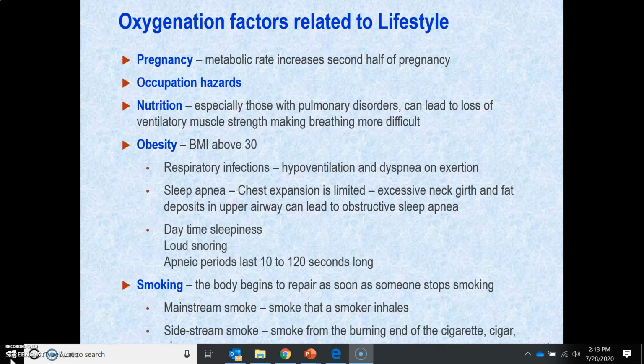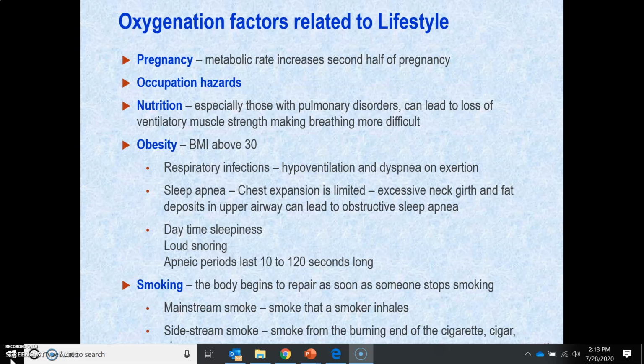Individuals who are technically obese with a BMI over 30 are prone to respiratory infections because of hypoventilation and dyspnea on exertion. That's dyspnea or shortness of breath when they move around. They often have difficulty with sleep apnea, mainly snoring, and they may have periods of apnea lasting 10 seconds to a minute and a half.